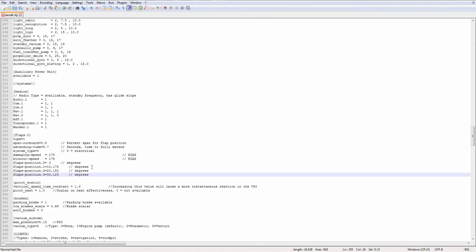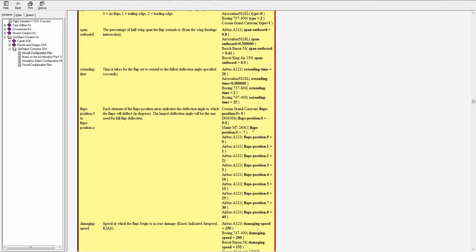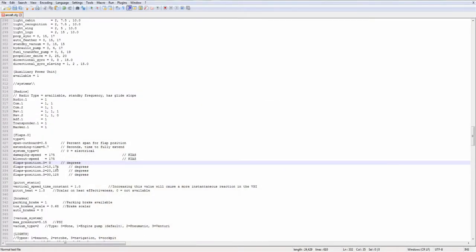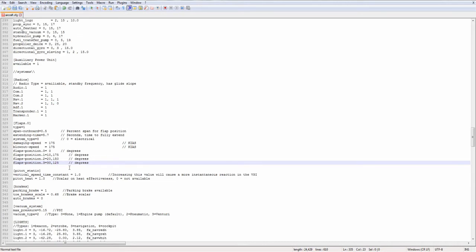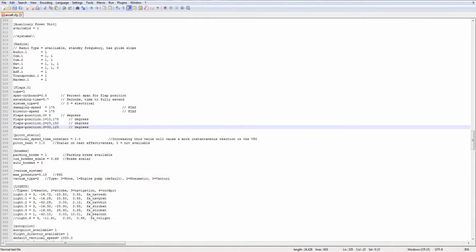So this is pretty straightforward. Your flap 0 is going to be your up position. Look, interestingly enough, the DG8808S has a negative number. It has -9 for the flap up position. Or no, it looks like it can actually have flaps reverse position, then a flap 0, and then flaps 1, 2, 3, 4, and 5. So on the Caravan, you have your standard 3-position Cessna flaps. Up, 10, 20, 30. And I'm guessing this second number here is the damage speed for them. Not sure, though.